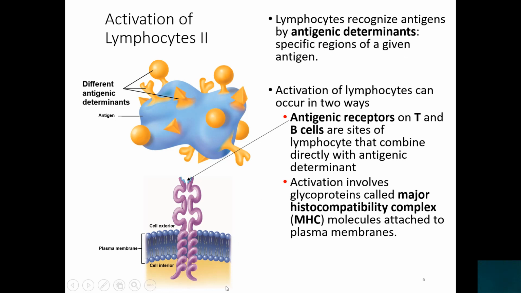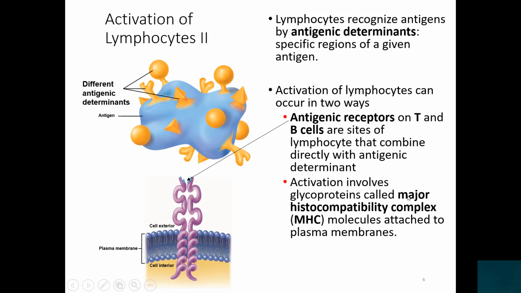Our lymphocytes on their surface have special receptors. Here it is, antigenic receptors on T cells and on B cells. They are sites of lymphocytes that can combine directly with antigenic determinants. So that lymphocyte is floating somewhere in blood plasma. It meets a bacteria, and it tries to fit its receptor to that antigenic determinant of the bacteria. If it fits, okay, now they know it's an enemy, it should be destroyed, and then lymphocytes will be activated.